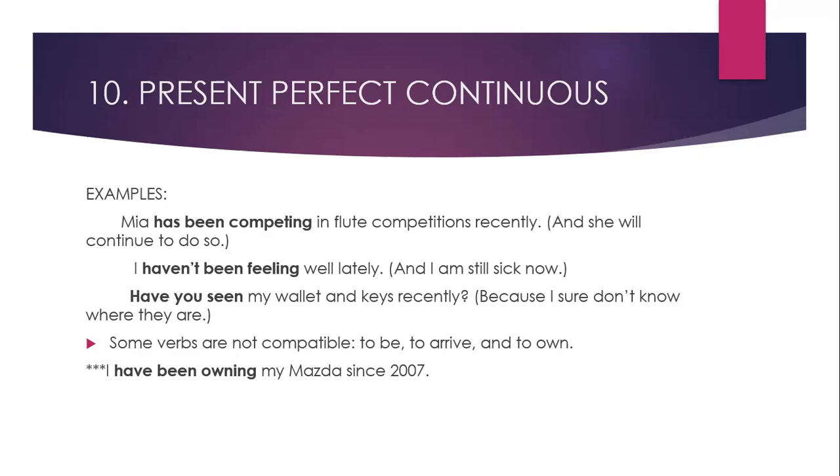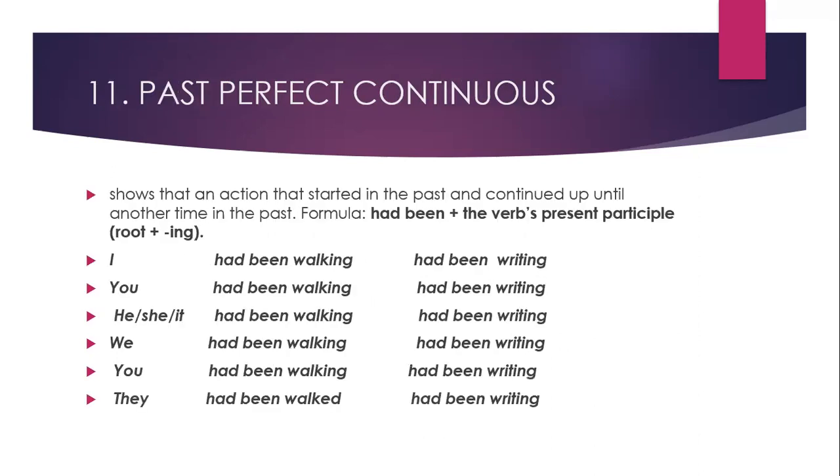Now, there are some verbs that are not compatible with the present perfect continuous. Examples are the verb to be, to arrive, to own, and others. So you don't say, I have been owning my Mazda since 2007. You say, I have owned it, or I have been in possession, but not I have been owning my Mazda since 2007.